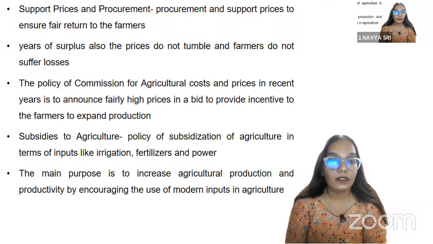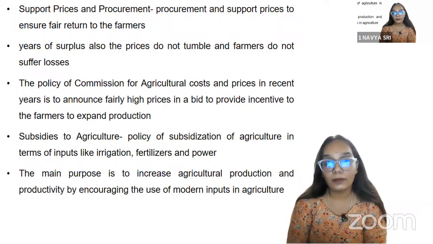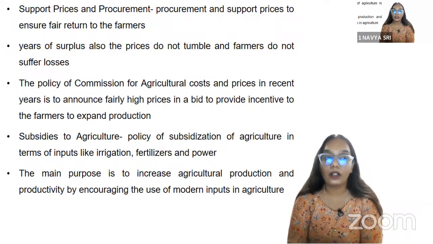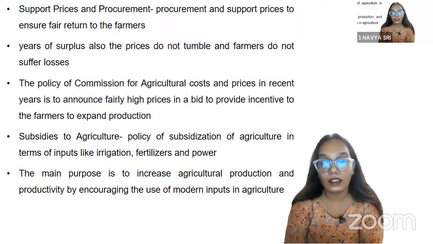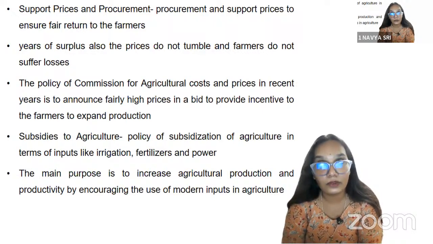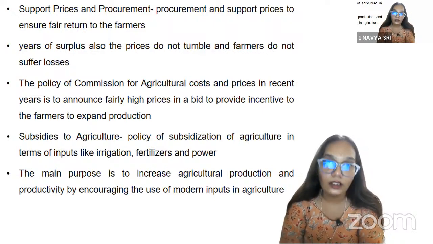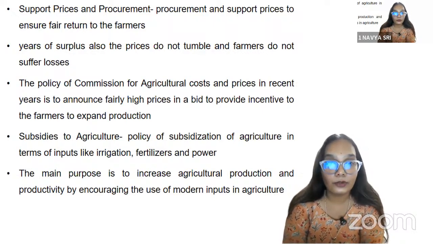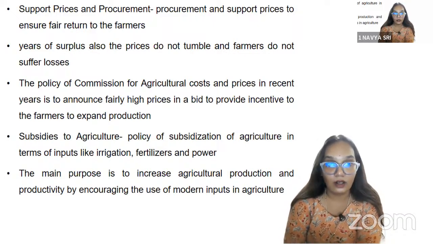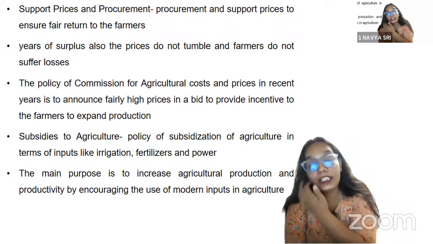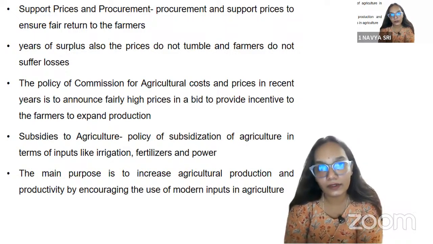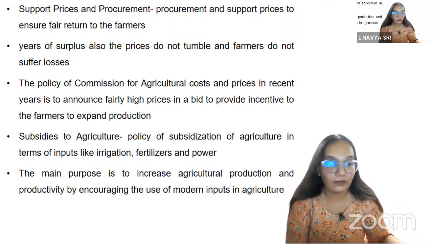So even in years of surplus, prices do not tumble and farmers do not suffer losses. The main agenda of support prices is that in times of surplus produce also, the government is supposed to look into it, so that farmers do not lose their investments or get negatives from what they have invested in farming.